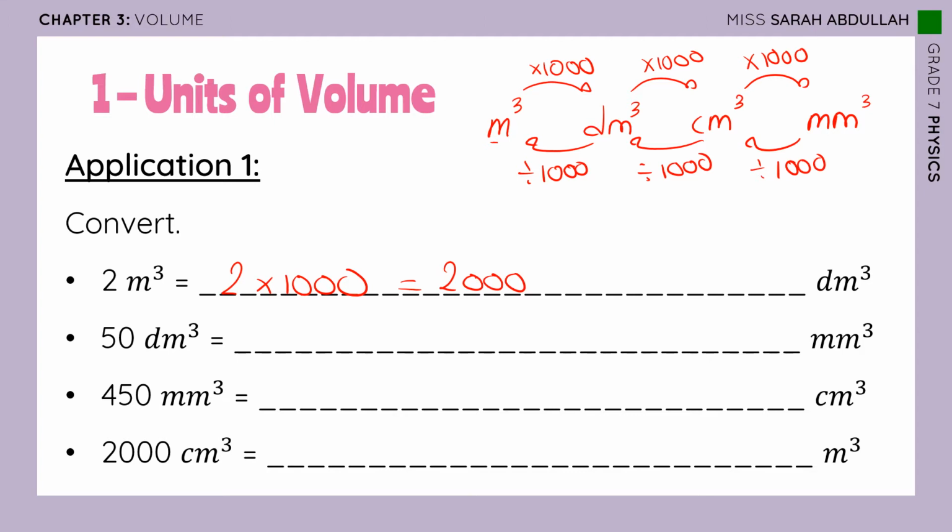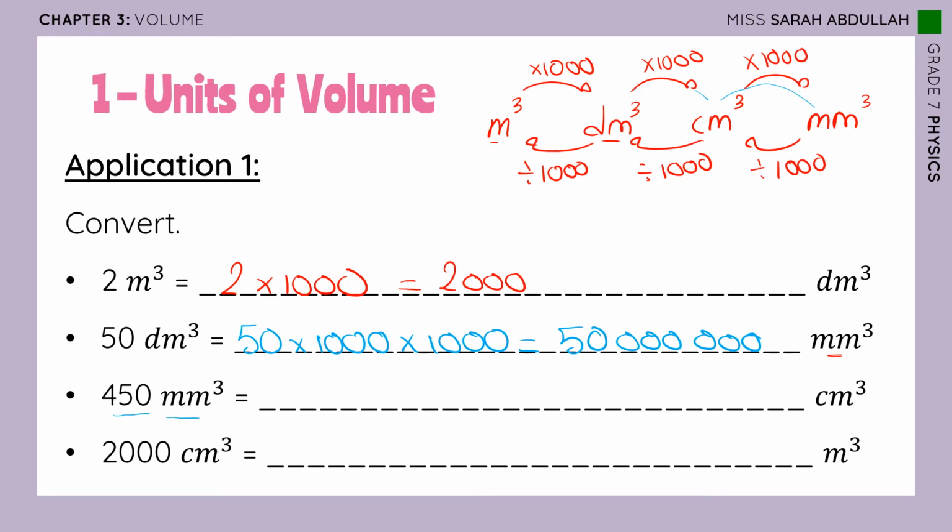The second one is 50 decimeter cube. So I'm at decimeter cube and I want to go to millimeter cube. So how many steps should I take? Let's see. 1 and then 2 steps. So the first step, I write 50 times 1,000. This is the first step. And the second one, times another 1,000. So the answer is 50 million.